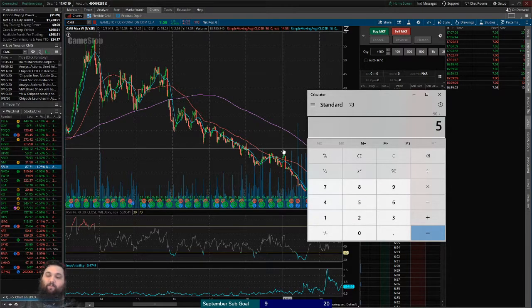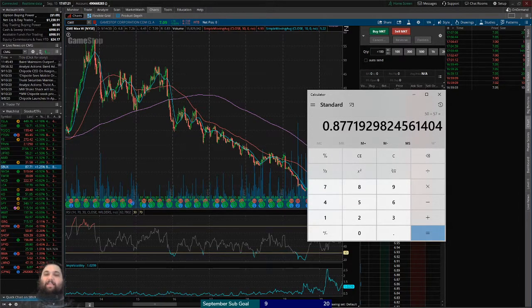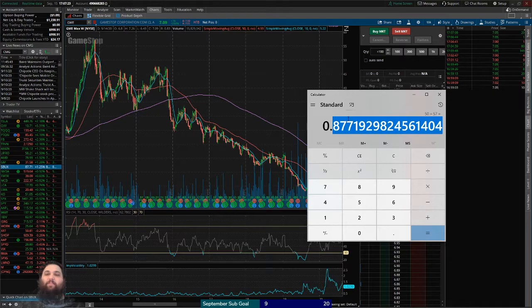So that means 50 divided by 57. You've collected 87.7% of the available move that you could make from your shorting of the highs of this. So that means that you have a B+ on this trade, right?